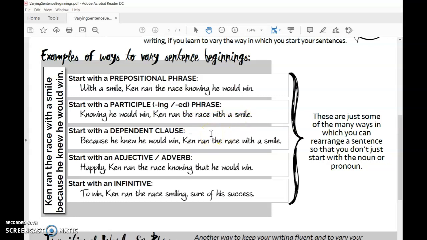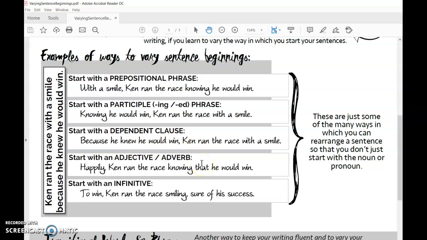You can start with a dependent clause, which you also need a comma after. So remember, this couldn't stand alone. And you can start the sentence with because you're connecting it to an independent clause. Because he knew he would win, comma, Ken ran the race with a smile.